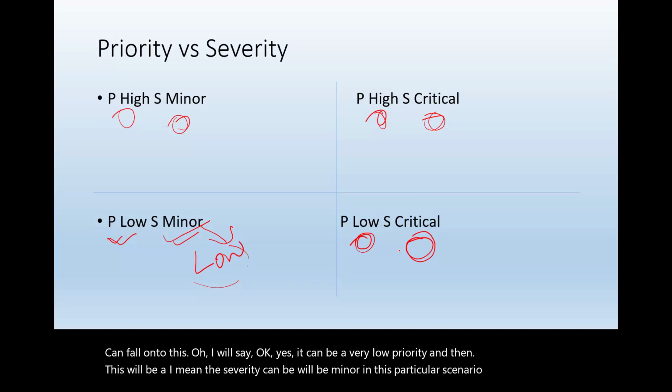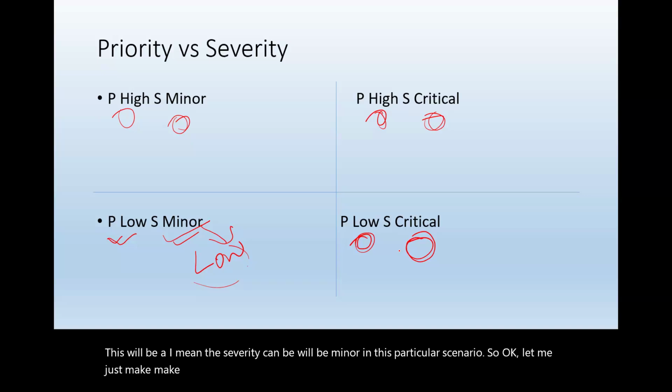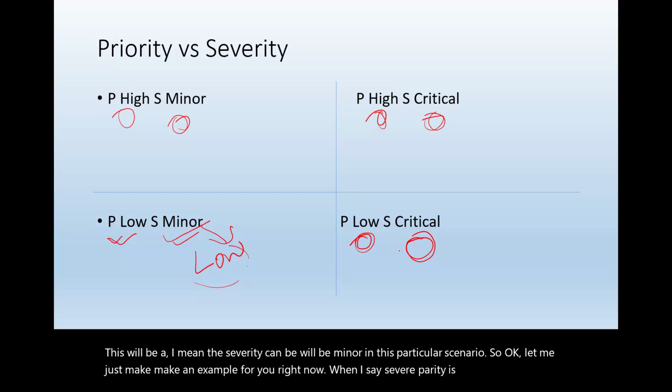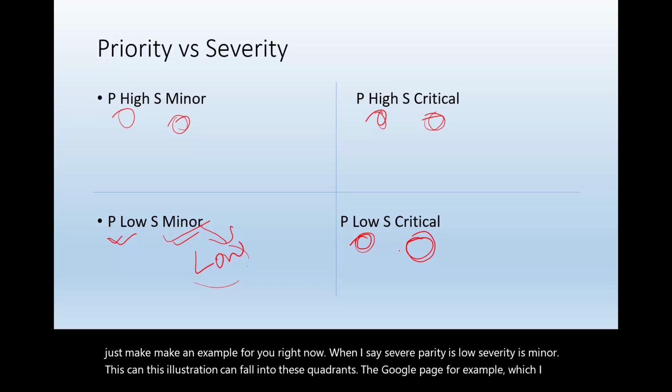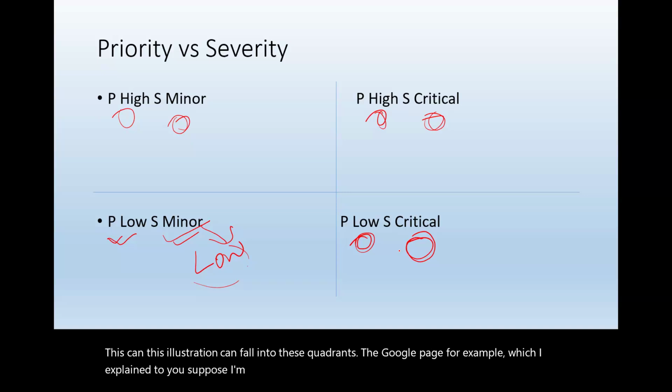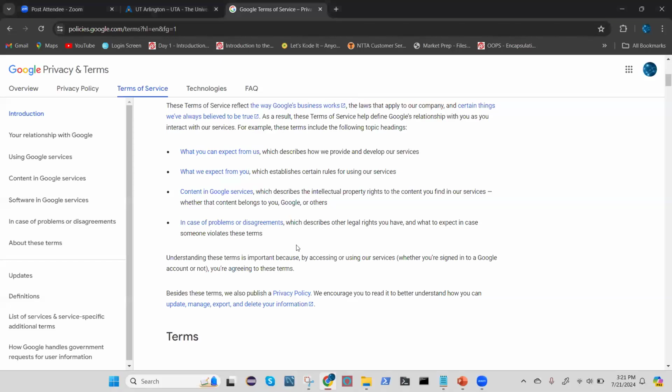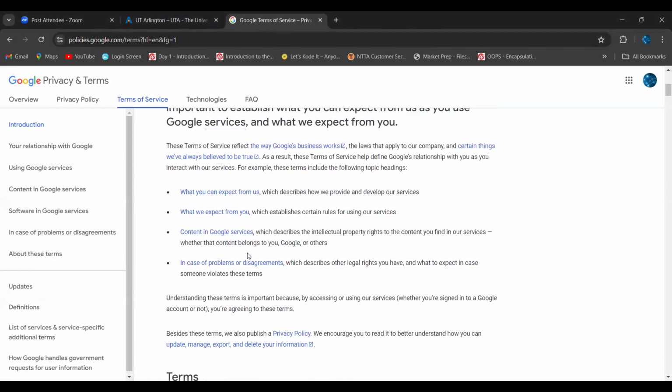Okay, let me just make an example for you right now. When I say priority is low and severity is minor, this illustration can fall into these quadrants. Take the Google page, for example, which I explained to you. Suppose I'm going to this page and there is a mistake here.